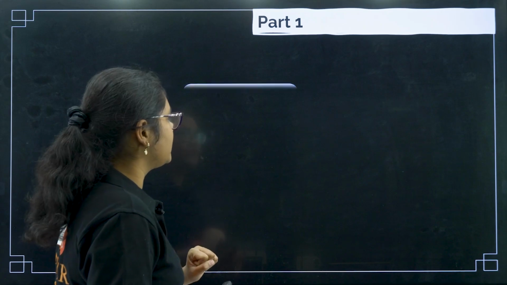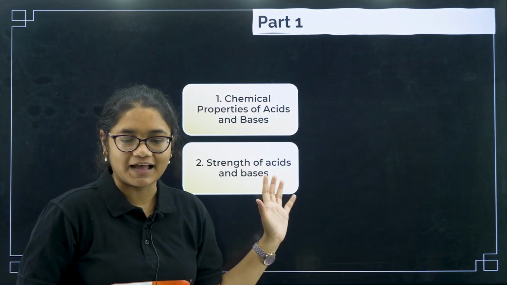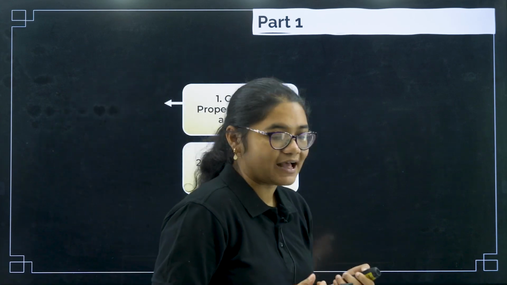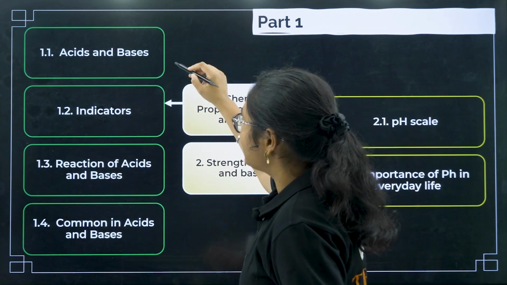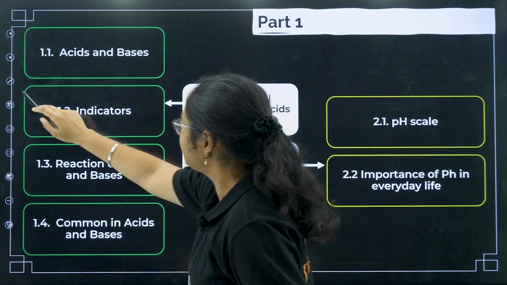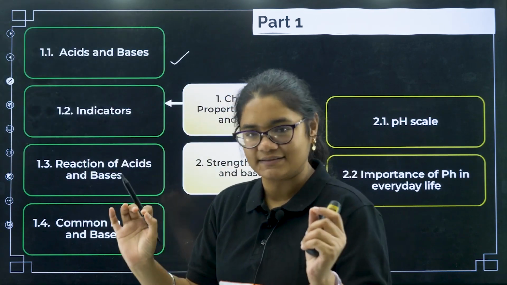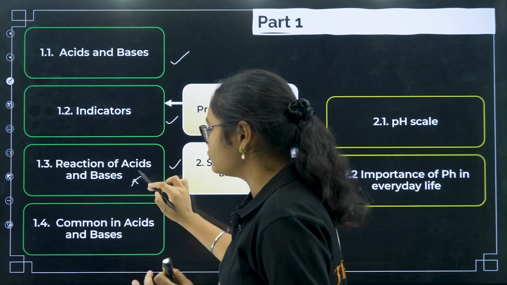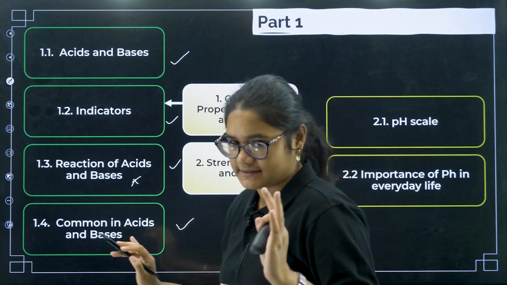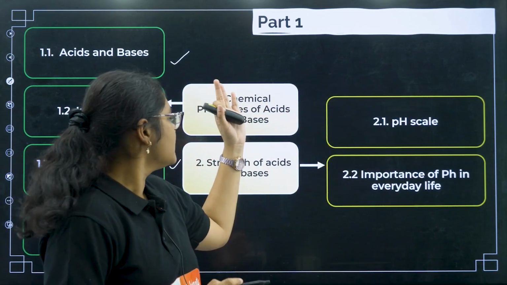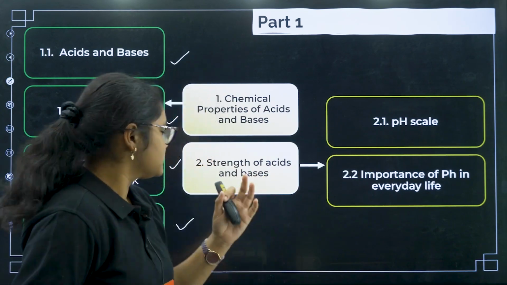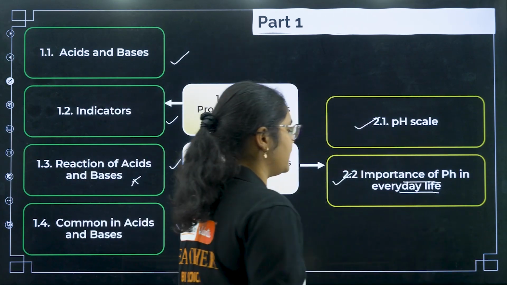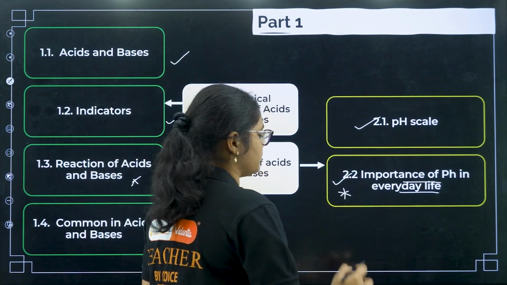Now in part 1 we'll be discussing the chemical properties of acids and bases and the strength of acids and bases, that is pH. In chemical properties, first we will discuss what is an acid and a base. Next we'll discuss briefly about indicators, then reactions of acids and bases, this is the most important topic, then common properties of acids and bases. Next, coming to the strength of acids and bases, we'll be talking about the pH scale and the importance of pH in everyday life. This is also very important, from where you can expect questions.